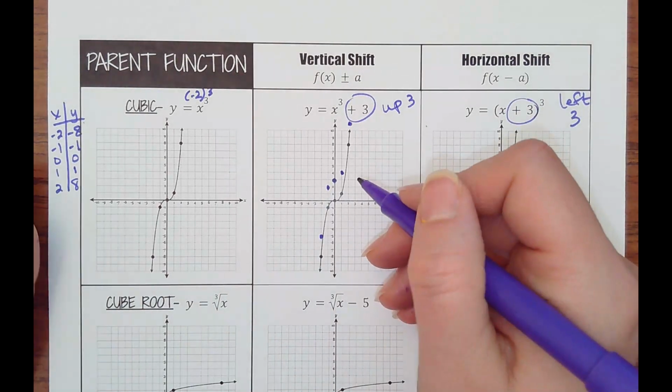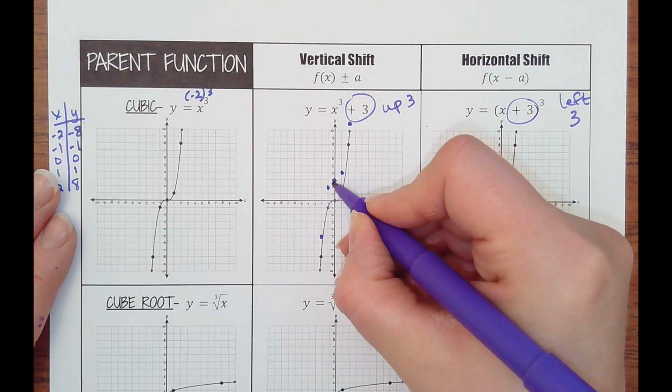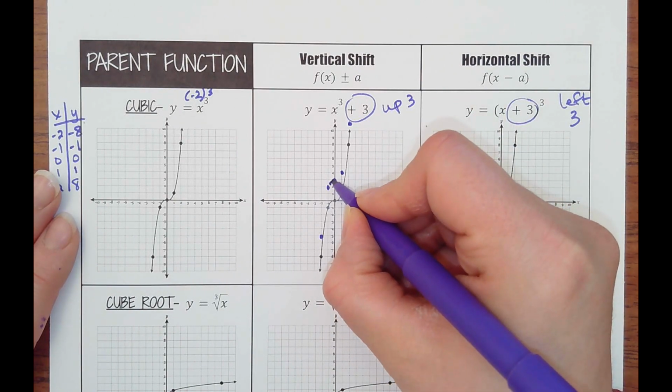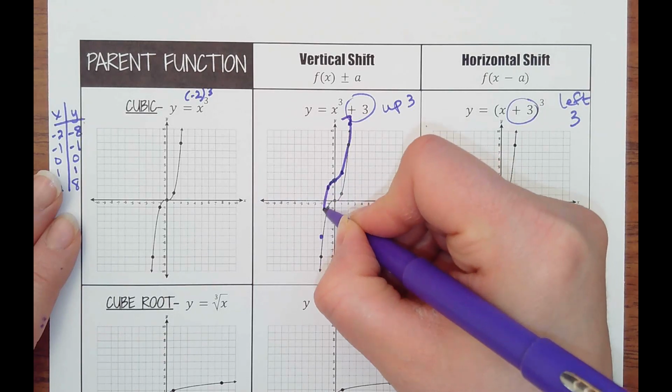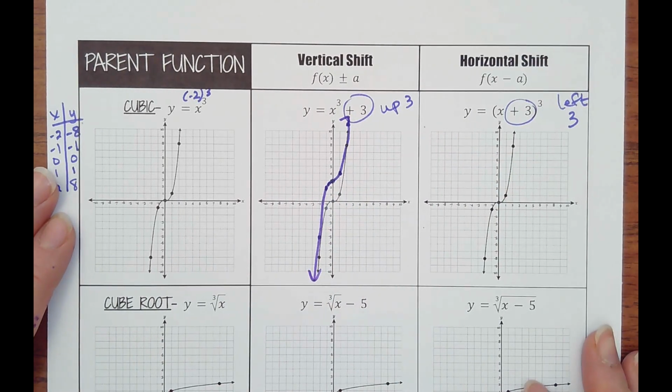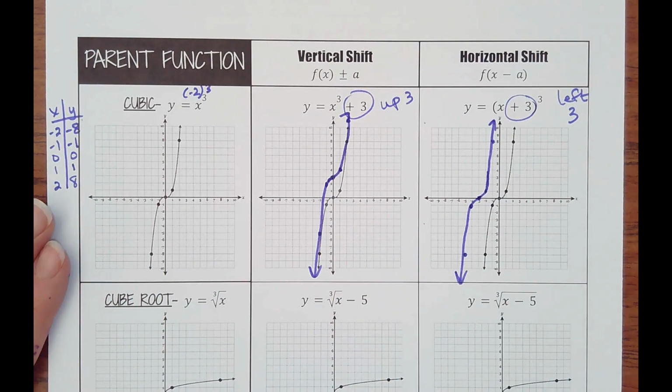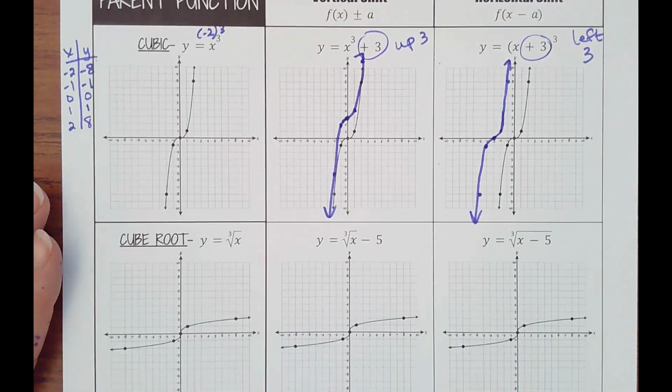And when I make these points, what's really happening is you'll always have these points be close together, and it kind of makes this curve feature right here and those. And there's what that horizontal shift would look like.